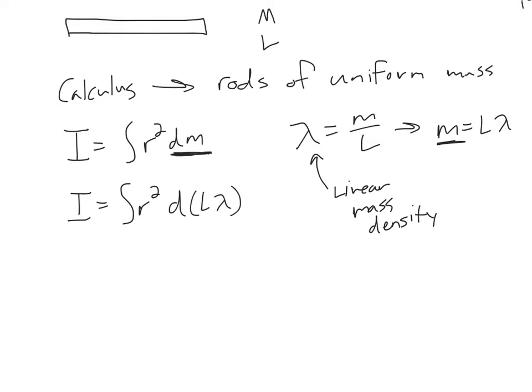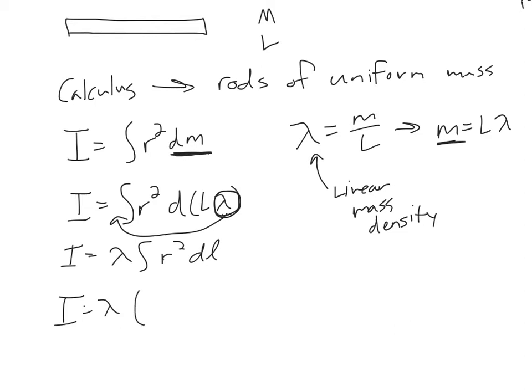Now, I just said that lambda is constant. So, as you guys know, any constant value I can pull out, so I can bring it in front of the integral. So I end up getting this: lambda times the integral of r squared dl. And then this becomes the easy thing. The integral of r squared is just 1/3 r cubed, and that's pretty much it.